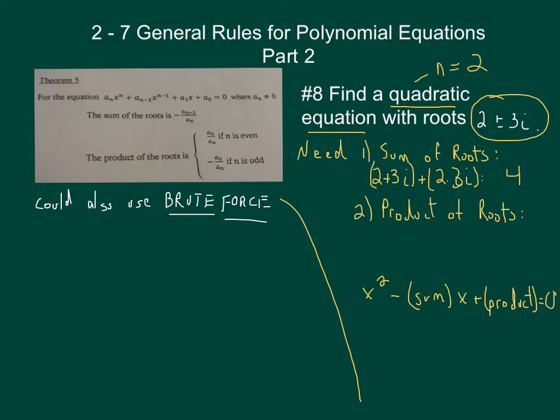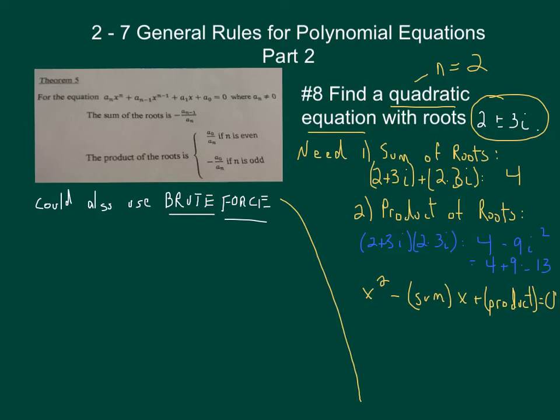The product of our roots, that would be 2 plus 3i times 2 minus 3i. Do some FOIL. 2 times 2 is 4. The outers and inners will cancel, folks. And you'll be left with minus 9i squared. Well, remember, i squared is negative 1. That's 4 plus 9. Answer, 13. That's the product of the roots.